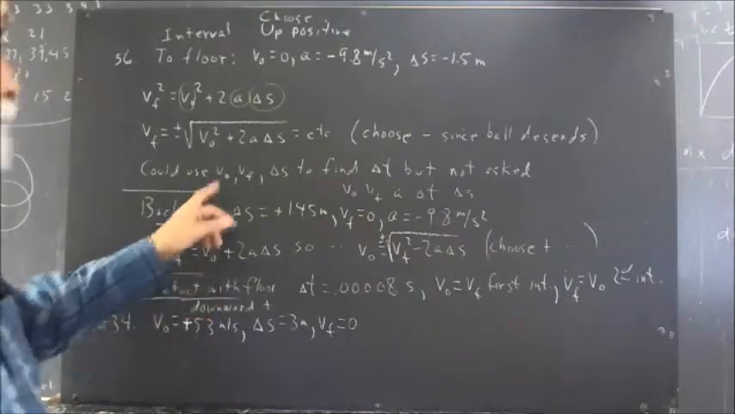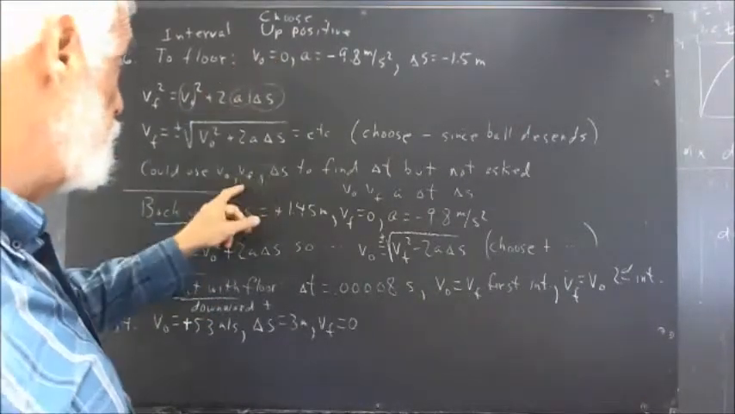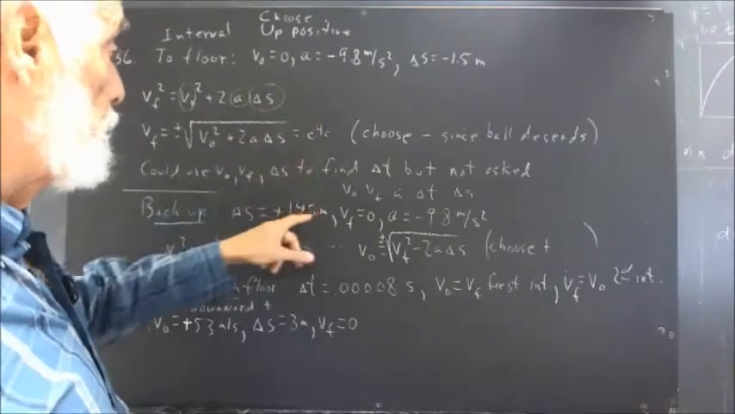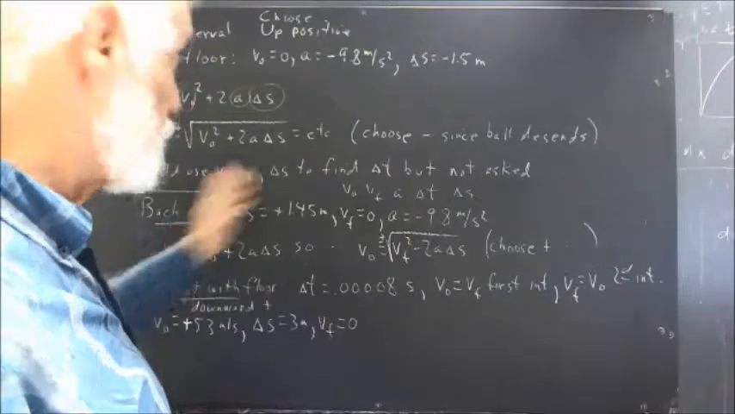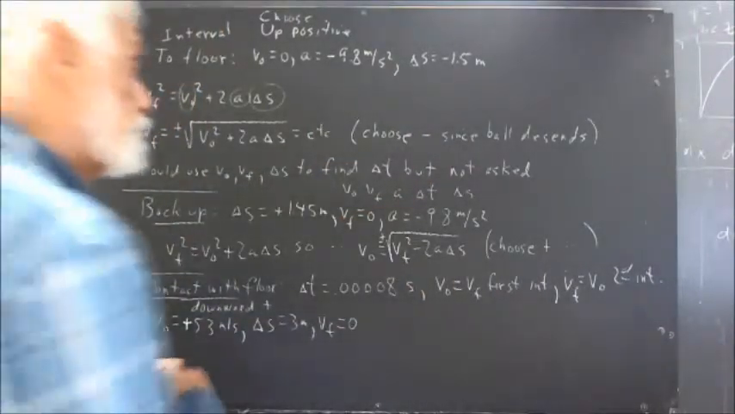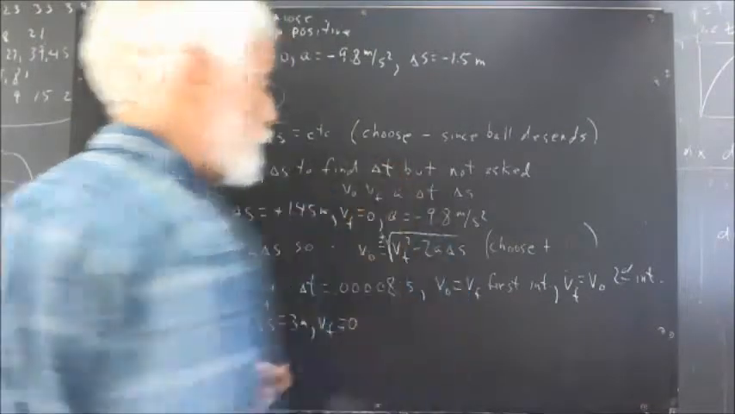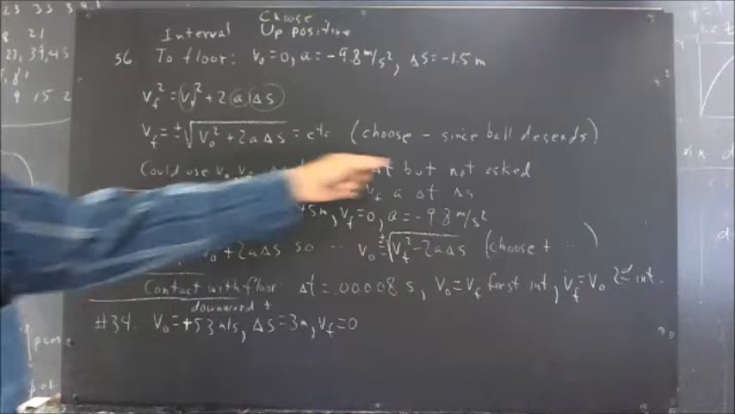Now, we could then use V naught and Vf, since we now know Vf and we already knew V naught, and the delta S to find our delta T. But that wasn't asked in the question. It doesn't hurt to go ahead and find it, to reinforce the process for yourself a little bit, but it's not asked, and you wouldn't feel obligated to answer that question.